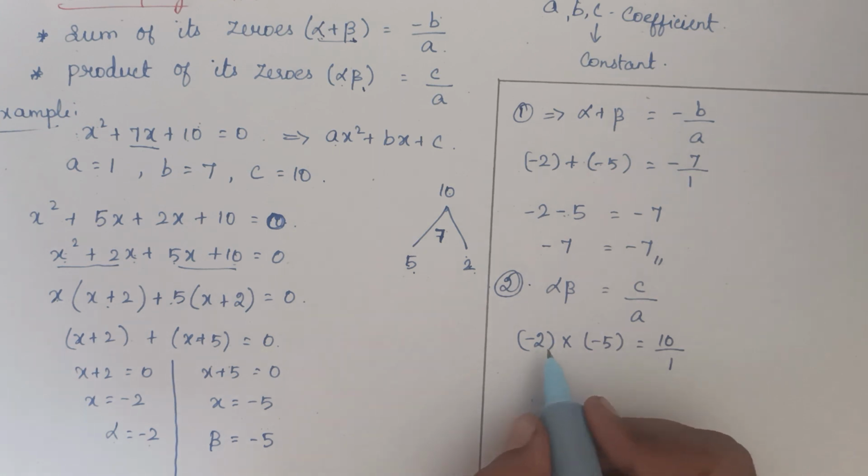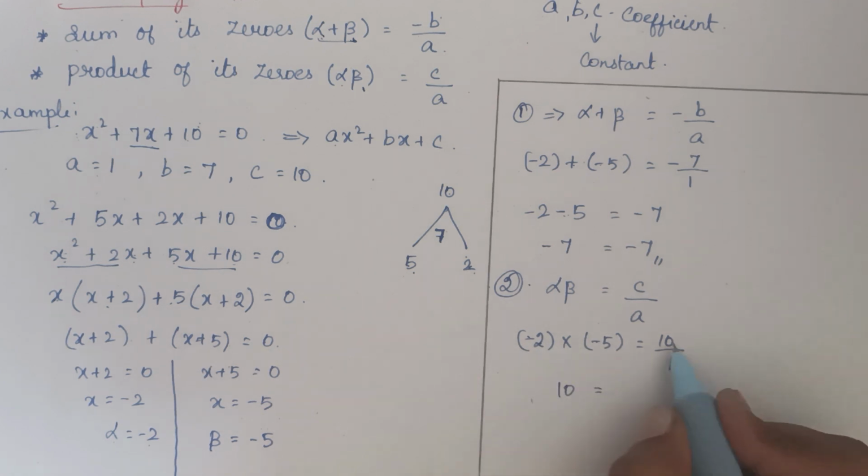Now multiply this: minus into minus is plus. Then 2 5s are 10, so it is equal to plus 10, which is 10. We don't need to mention the 1 because if the denominator is 1, we don't need to mention it. So 10 is equal to 10. So we got the same answer. So hence it is verified. Hence it is a quadratic polynomial.